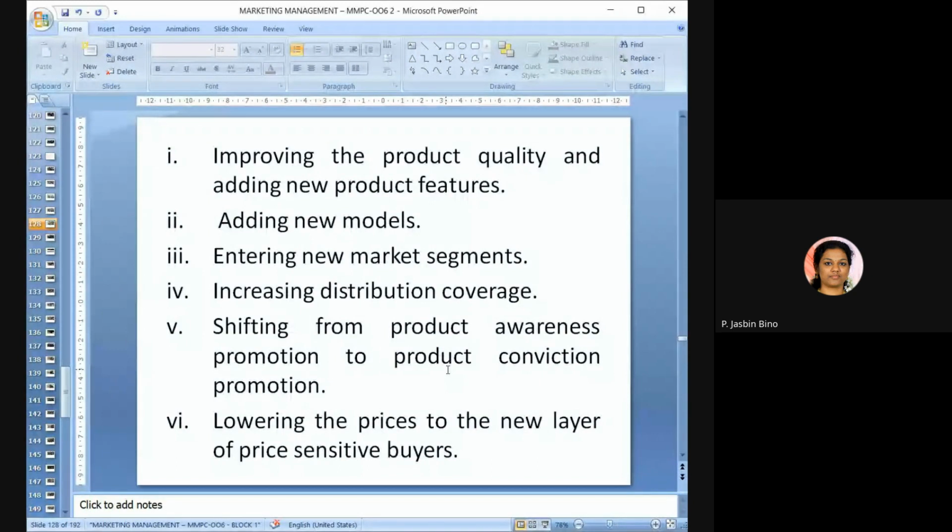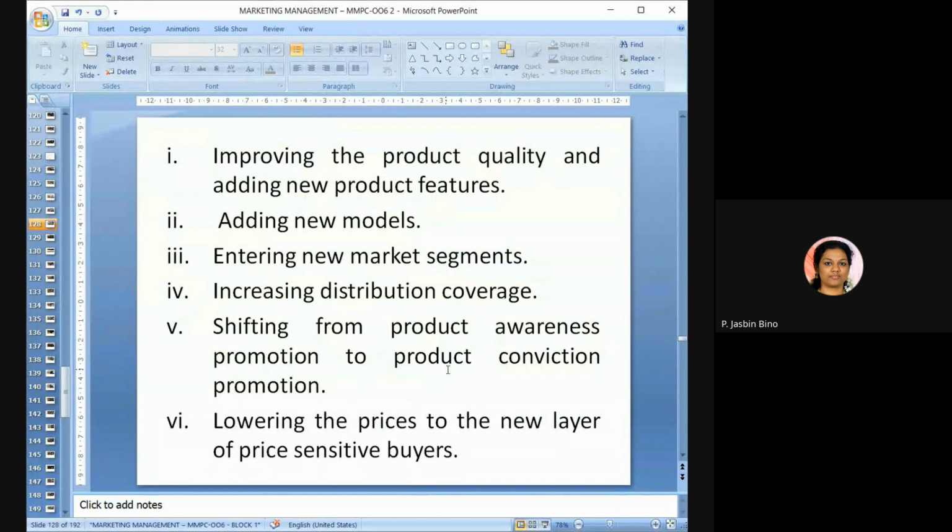So Philip Kotler has given suggestions that in this stage, the company can improve the quality of the product. They can add new features to the product. They can add new models to the product. They can concentrate on other market segments, or they can enter into other market segments. They can increase the distribution coverage by entering into new market segments.